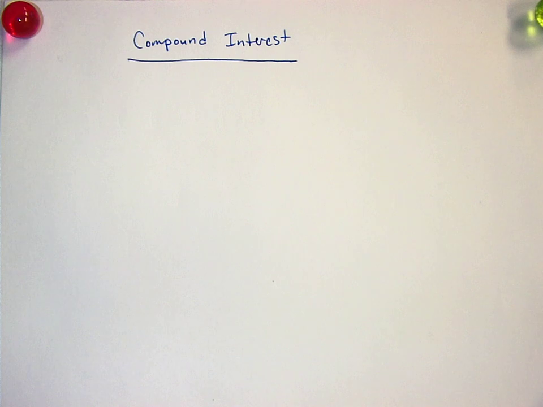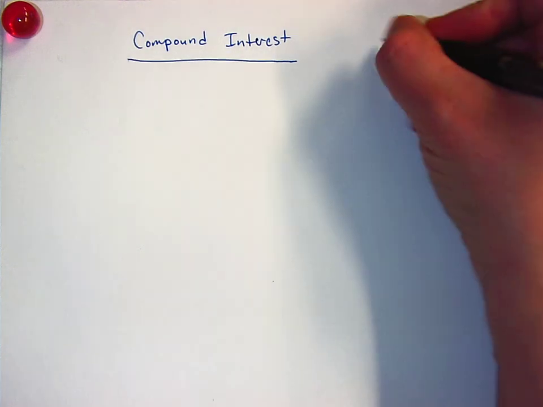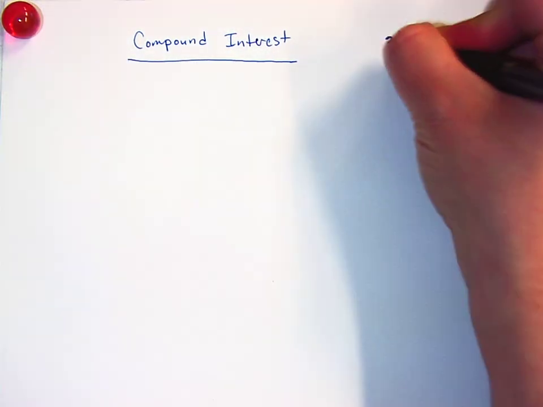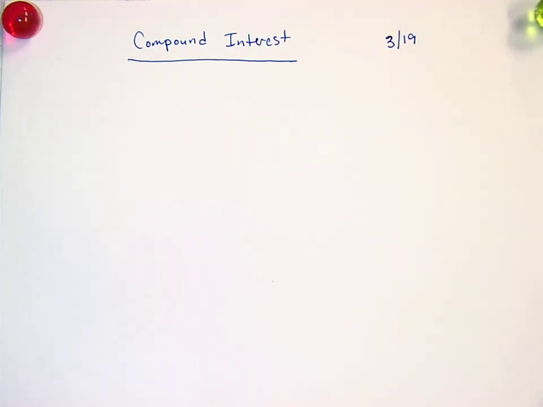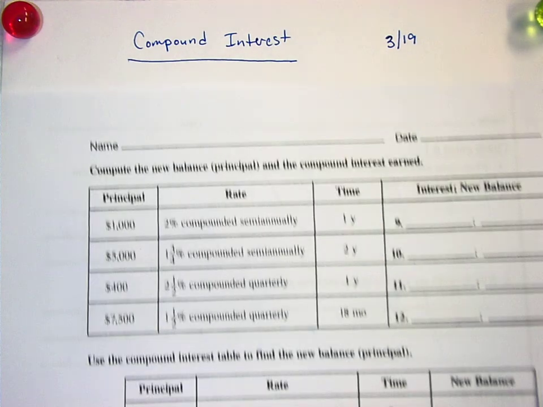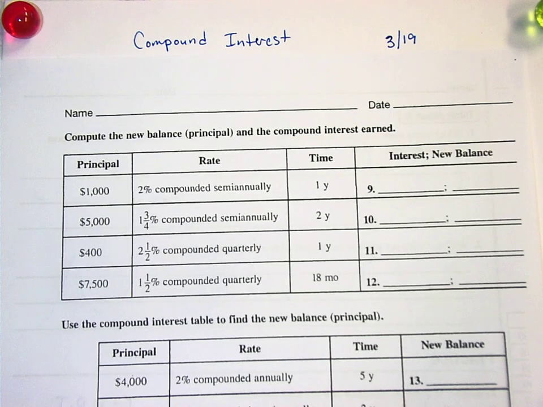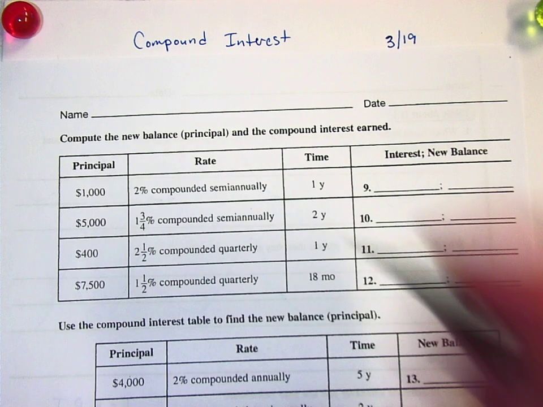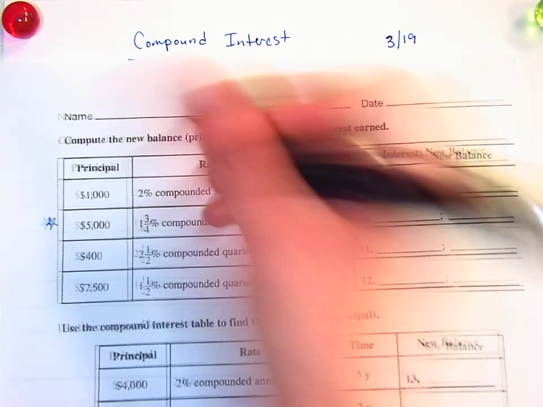So compound interest is when you get interest part of the way through the year instead of getting it all at the end. So we are going to do one problem together from this worksheet, but it's so much work that we're going to have to do it on a separate piece of paper. So I'm going to do this one with you.